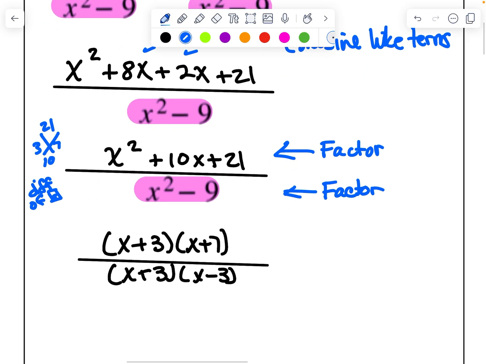And now we're going to reduce. And this guy reduces this guy. So our answer that we're going to write in Canvas is x plus 7 divided by x minus 3. And yes, the answer to your question is yes. You need parentheses around those. All right.